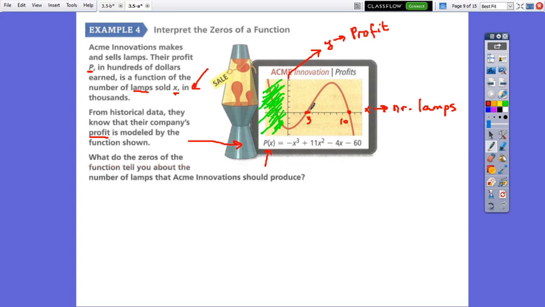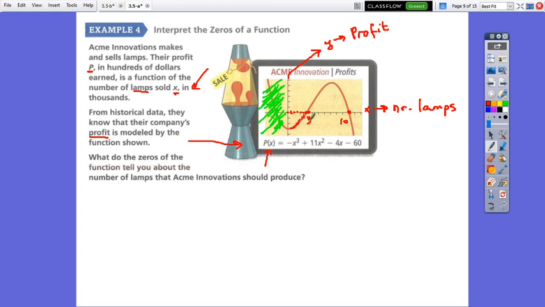First of all, if the X values, the number of lamps, is between 0 and 3, as you can see, the graph is drawn under the X axis, which means the profit is negative, which means there is no profit.